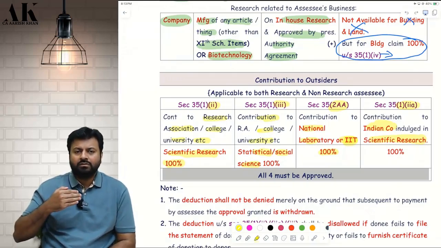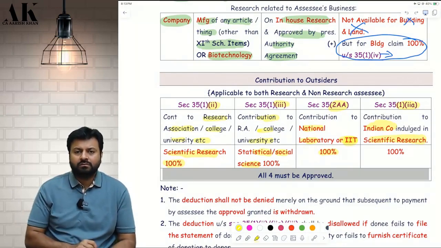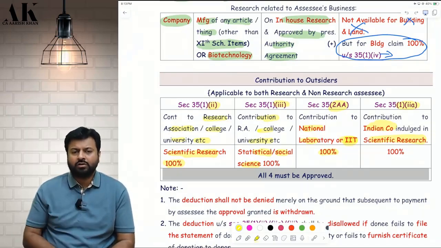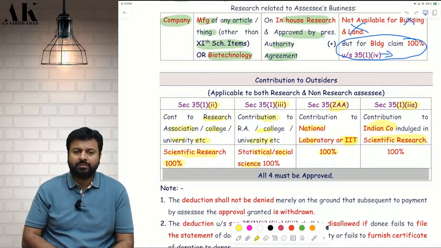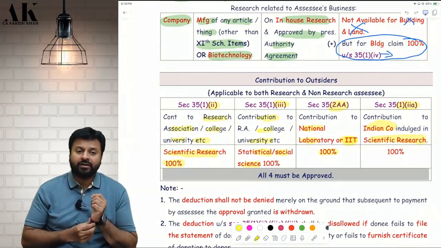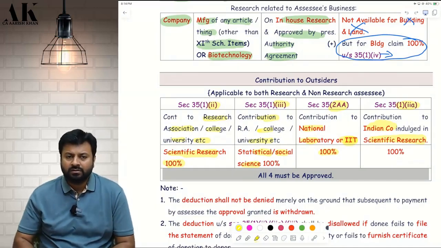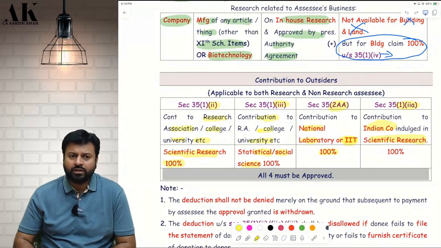Now, there is no need to distinguish specific scientific research or social research. All the institutions, colleges, universities to whom you are giving donation must be approved institutions. The government will give them an approval certificate. They have to get themselves registered under the government laws, that yes, we are eligible for scientific research, statistical, social science. Are you clear? So if you want deduction, you should give it to the approved institution.